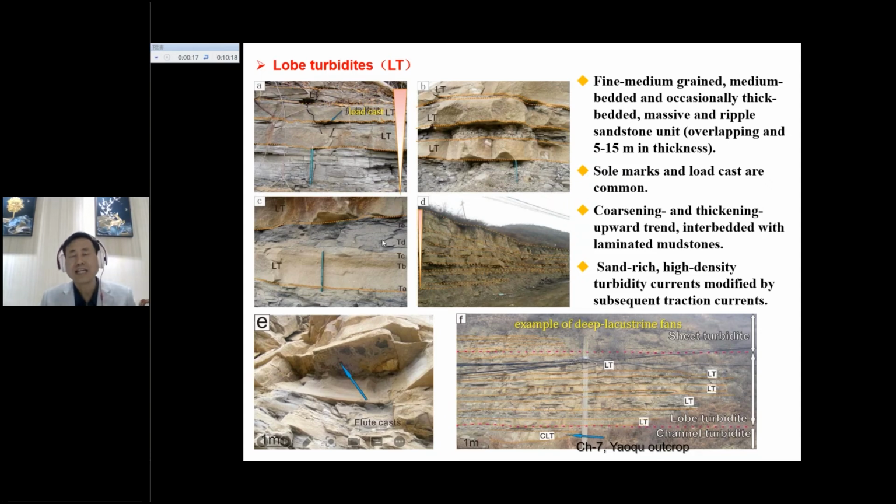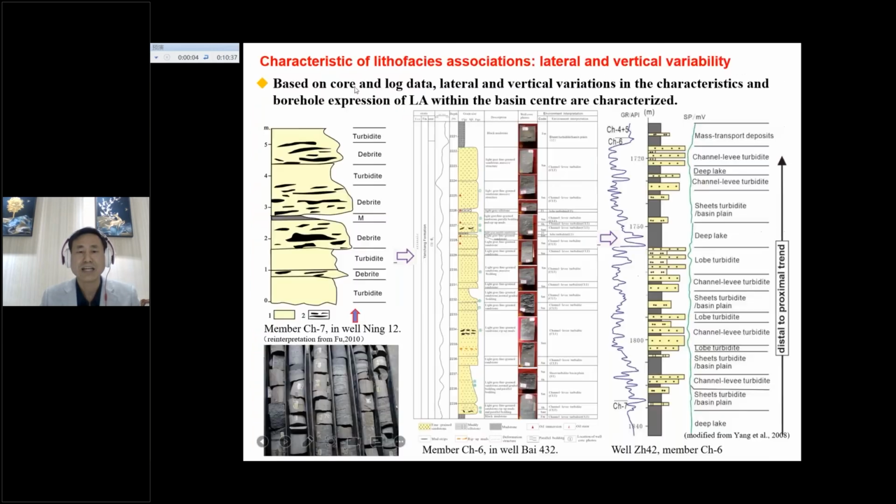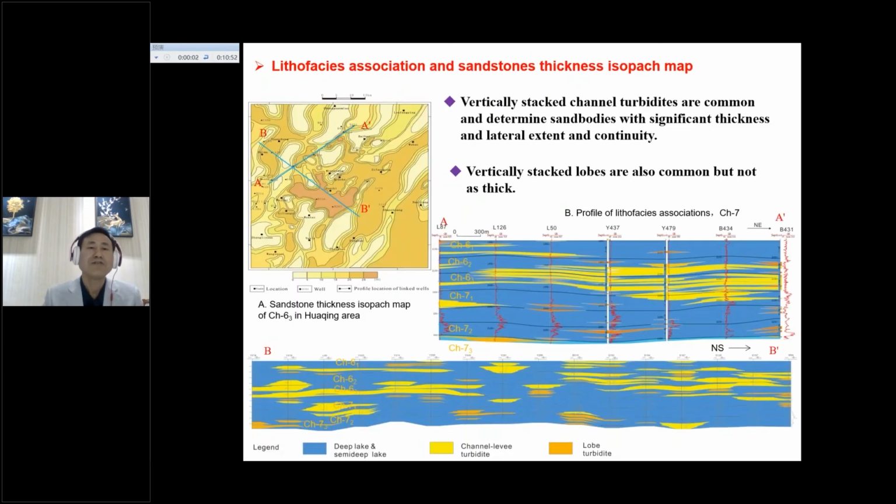Here is an example of a deep lacustrine fan composed of channel turbidite, lobe turbidite, and sheet turbidite. And based on core and log data, we can characterize the lithofacies association, lateral and vertical variability. Here is an example of the lithofacies association.